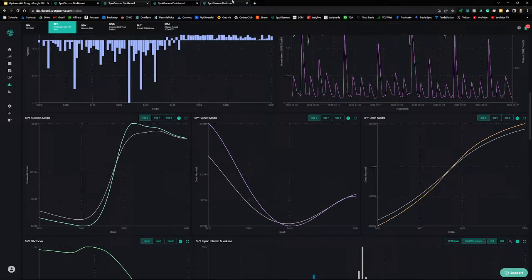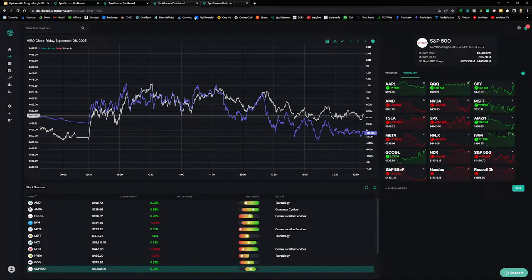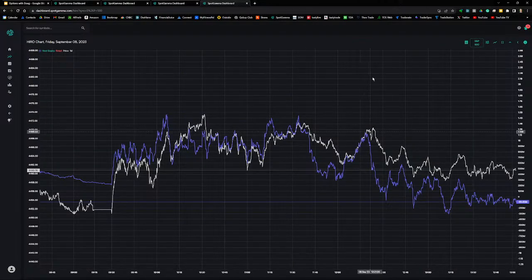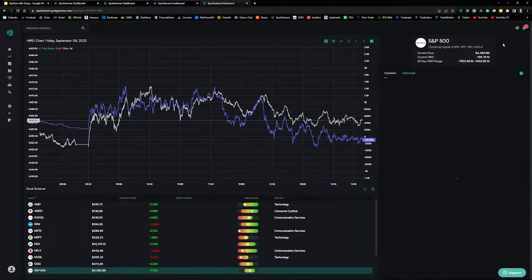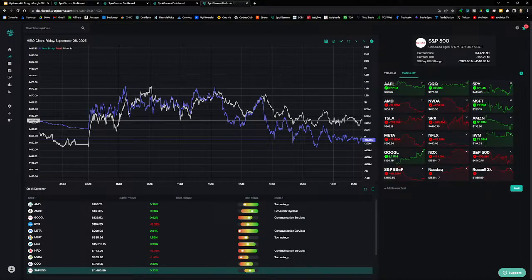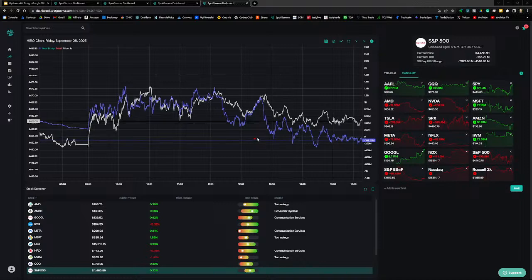All right, so let's get to some setups now. I'm going to start with Hero. Let me go back out. So what this chart is showing is the Hero signal. That is the hedging impact real-time options. This is available to SpotGamma subscribers. That's the purple line. And the white line is showing price for SPX.